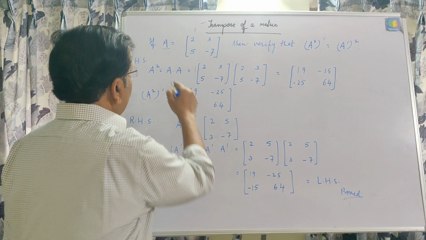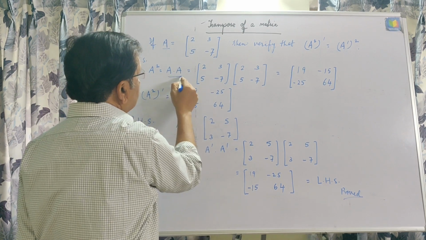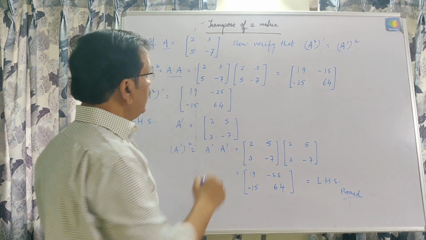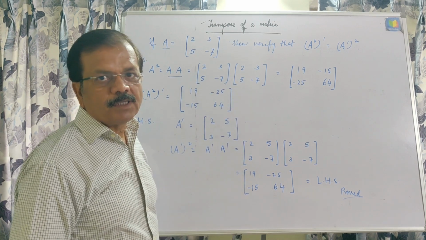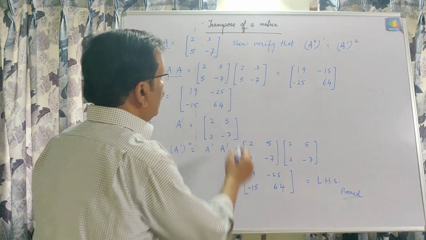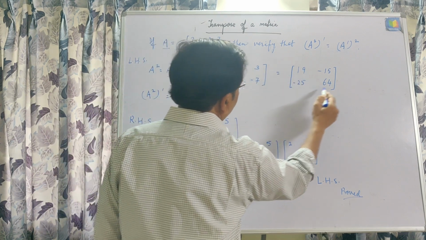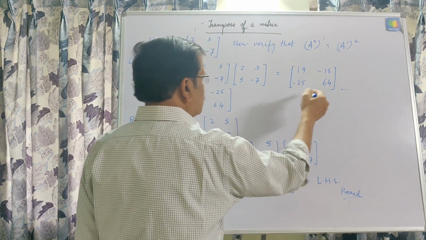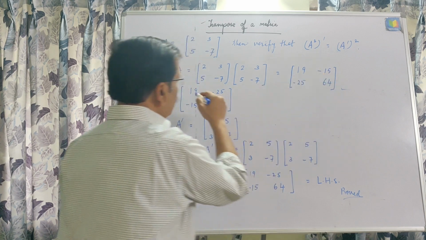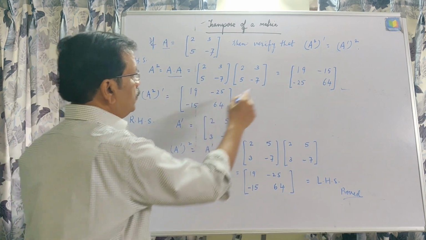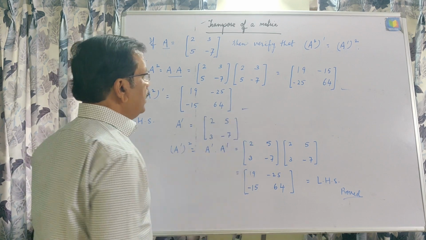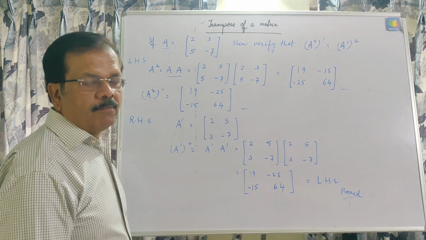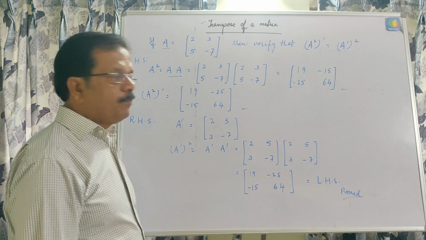That is, A square can be written as A multiplied by A in this way, and then we can easily multiply because both are square matrices, and so after multiplication we are getting this value. Transpose of this means the first row is written as the first column, the second row is written as the second column, and we are getting 19, minus 25, minus 15 and 64.